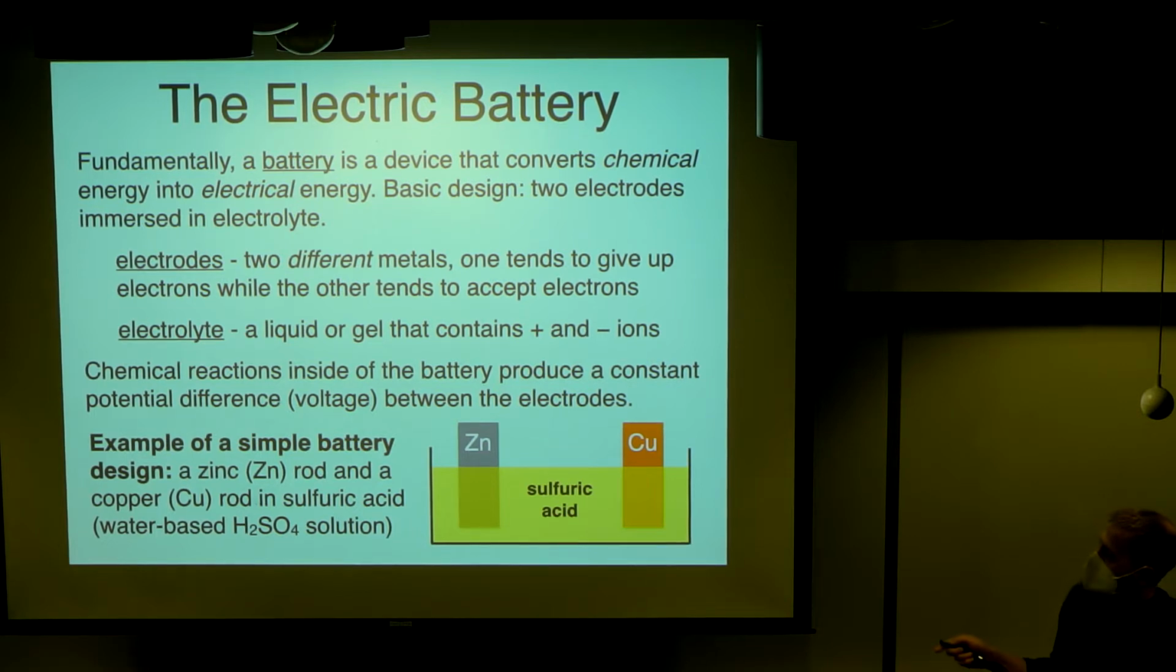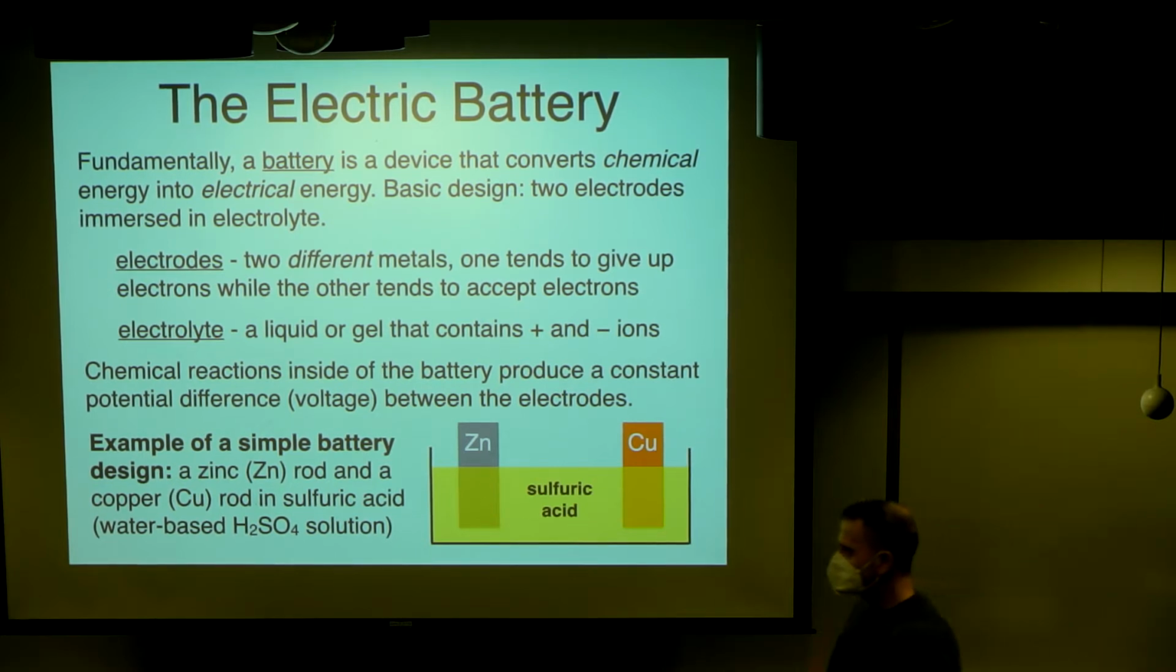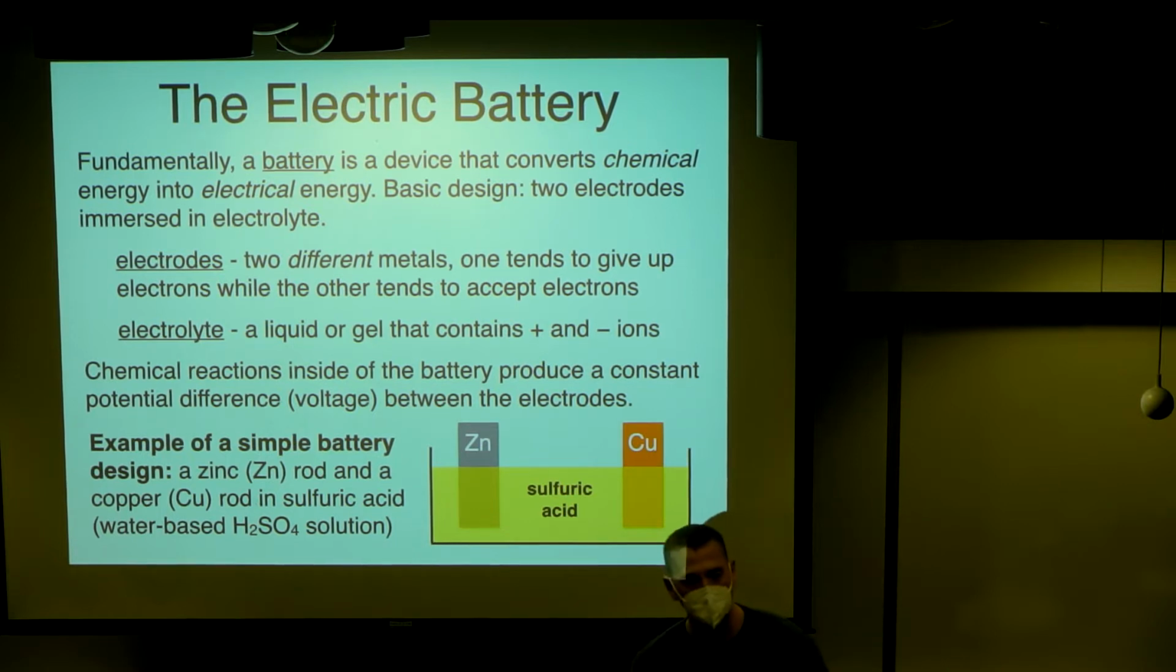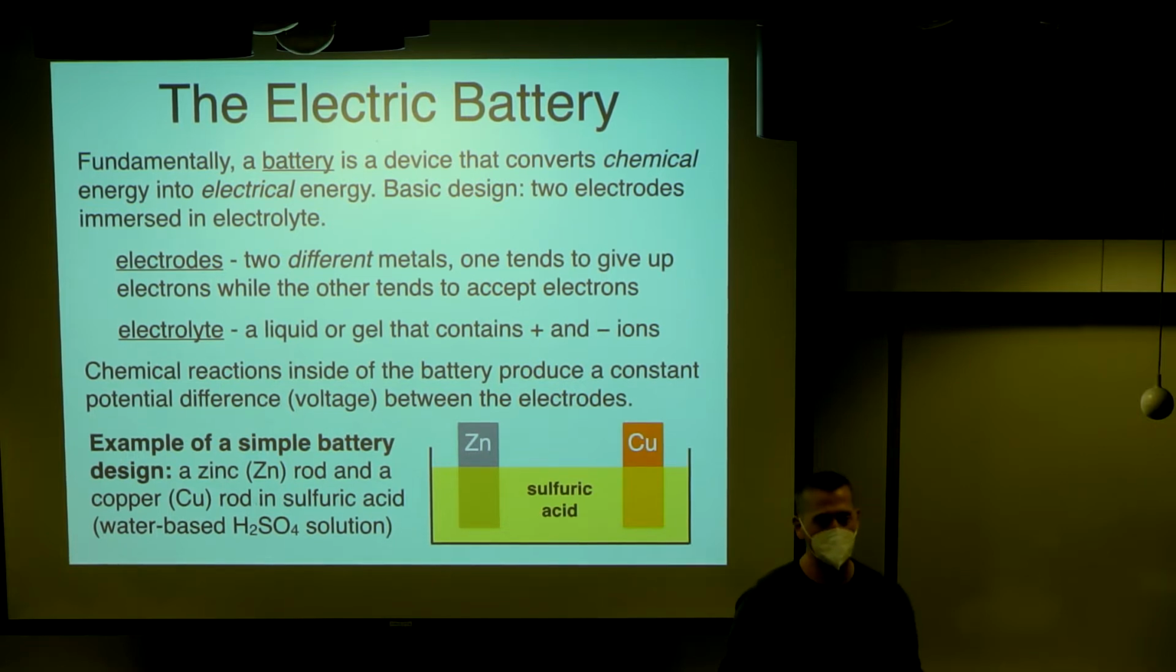Okay, so for the example that we're going to go through in some detail, this is going to be our design. We have a zinc electrode, we have a copper electrode, and these 2 electrodes are going to be sitting inside of a sulfuric acid or H2SO4 solution. Now, just so you're aware, there are a lot of different sorts of chemicals we can be using for a battery. This is just one example, but this example will illustrate the basic way a battery works.